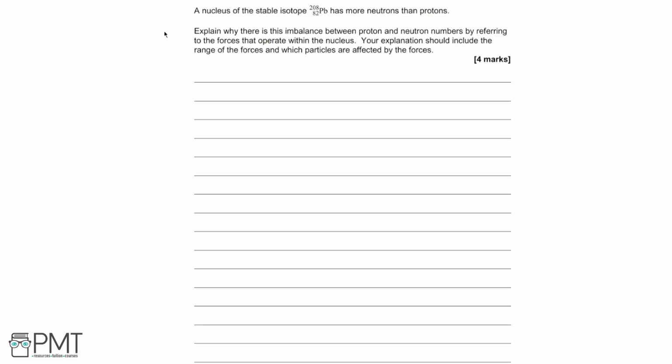The next part of the question says, a nucleus of the stable isotope 208-82 Pb has more neutrons than protons. Explain why there is this imbalance between proton and neutron numbers by referring to the forces that operate within the nucleus. Your explanation should include the range of the forces and which particles are affected by the forces.